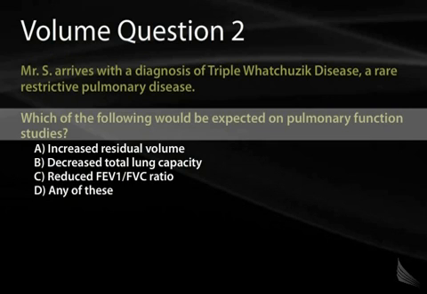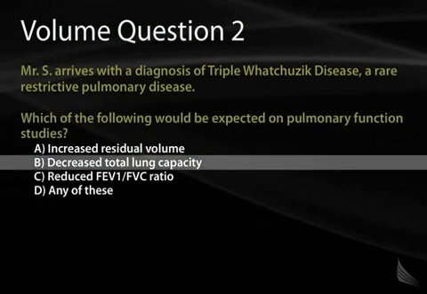Reduced FEV1 to FVC ratio, answer C. That's incorrect. A reduced FEV1 to FVC ratio is seen in obstructive disease, not restrictive disease. So the correct answer here is B, decreased total lung capacity.